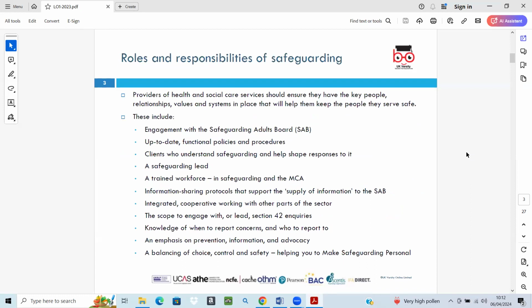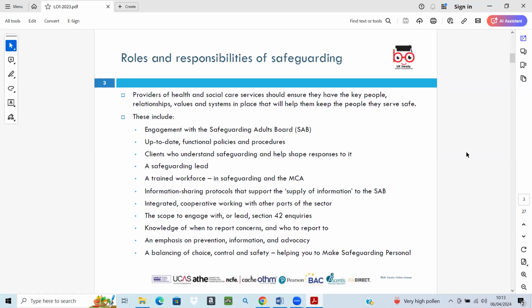Then we have the roles and responsibilities of safeguarding. With this, providers of health and social care services should ensure they have the key people, relationships, values, and systems in place that will help them keep the people they serve safe. And now we have some bullet points. All the students can go through the bullet points, and I'll try to explain the important bits from that.